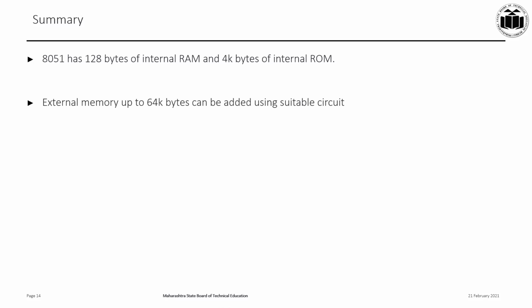So we can summarize that the 8051 has 128 bytes of internal RAM and 4 kilobytes of internal ROM. External memory up to 64 kilobytes can be added using suitable circuitry.